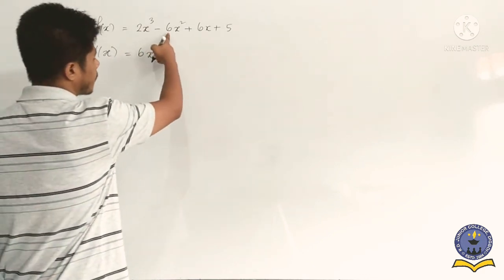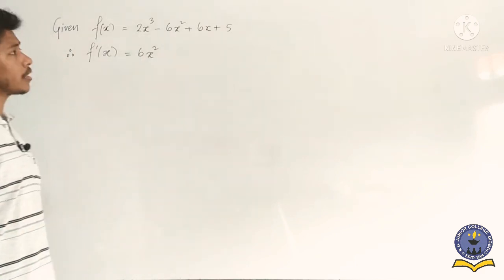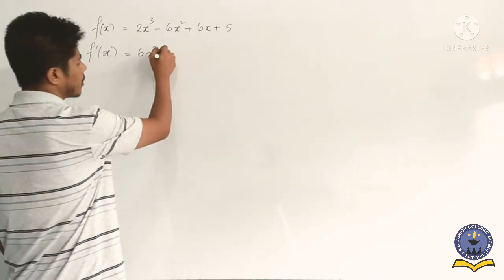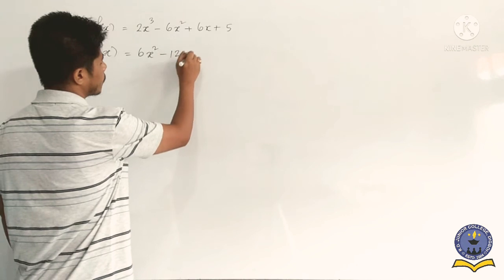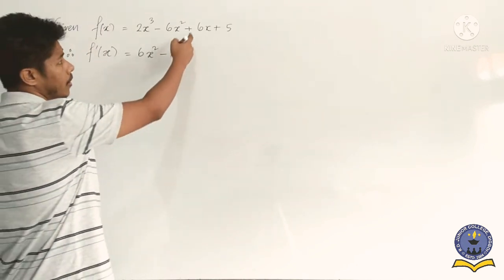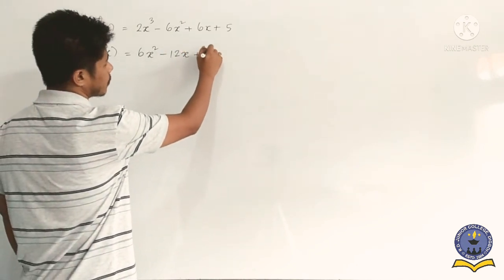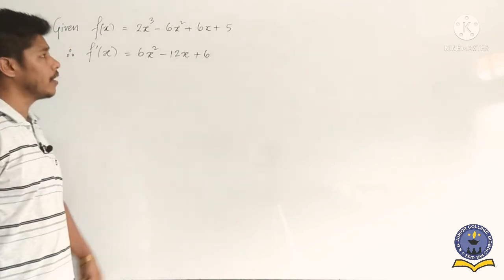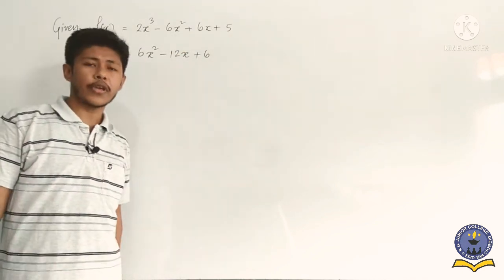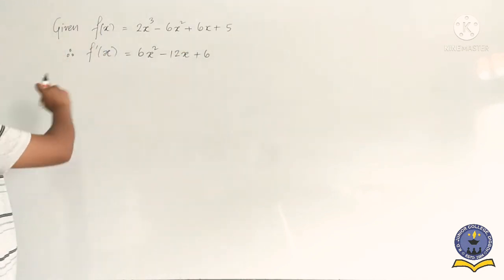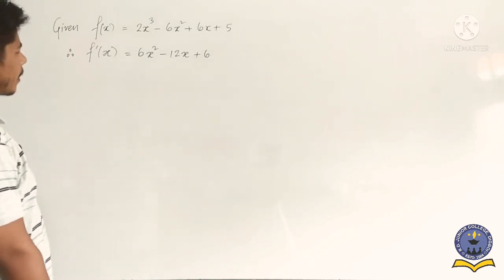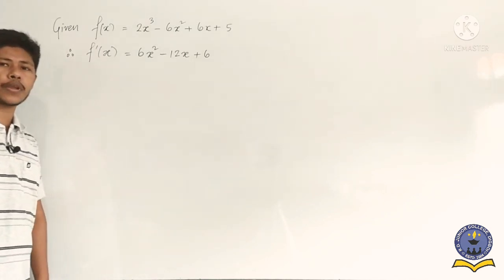And the second term: if you differentiate this one, 6 is the constant term, x squared means twice x. Ultimately here we get minus 12x. Then finally the last term, 6 is the constant term, so 6 times d/dx of x, which is 1. And finally the d/dx of a constant term equals 0. So if we differentiate, we get the answer 6x square minus 12x plus 6.